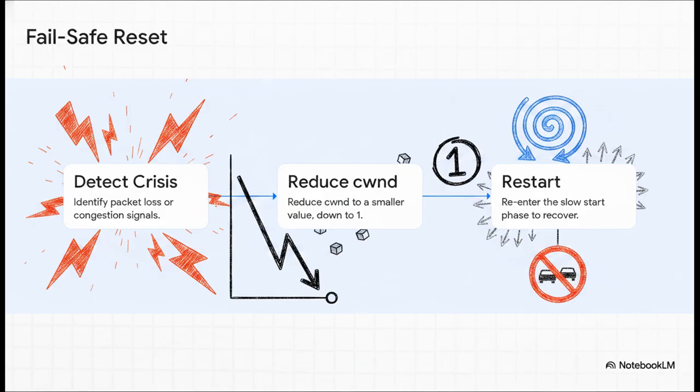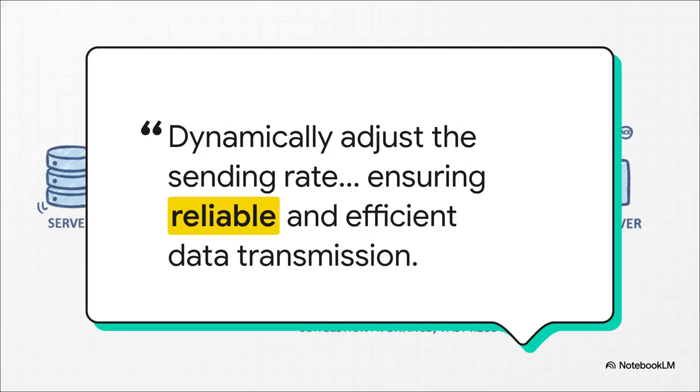When this happens, TCP doesn't just stubbornly keep shoving data into a clogged pipe. No way. It executes a rapid, fail-safe reset. Step 1, the congestion signal or packet loss is detected. Step 2, the algorithm triggers a massive self-preservation reflex. It drops that congestion window sharply, potentially crashing it all the way back down to an initial window of just 1. Step 3, it completely abandons congestion avoidance and re-enters the slow start phase. It clears the traffic jam by instantly stopping the flow and then starts the whole discovery process over again from the very beginning.